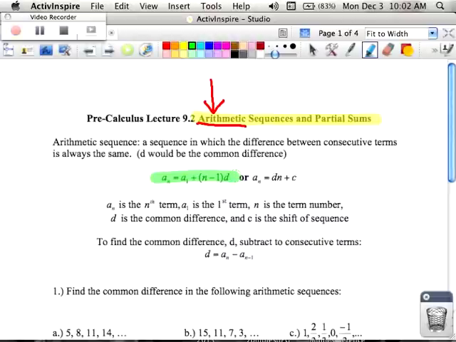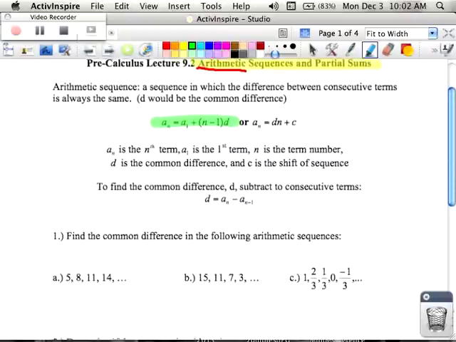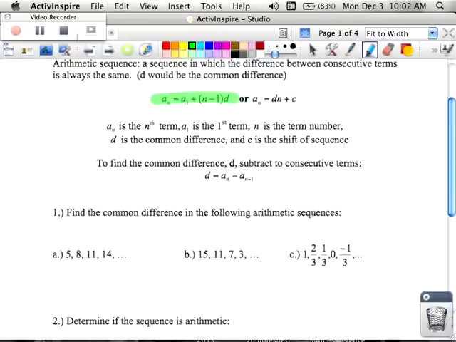The a sub 1 is your first term. Your d is your common difference, like jumping by 2. And n is how many terms are in the sequence. And it's usually best if we just try a few problems.